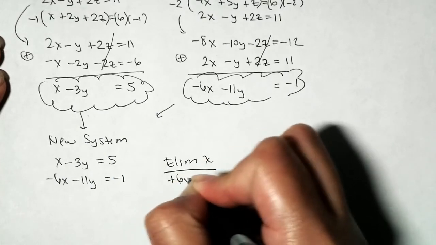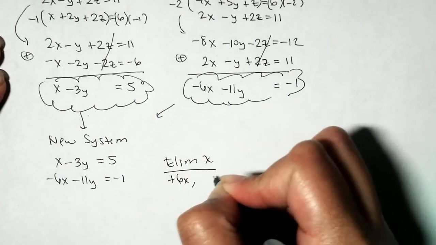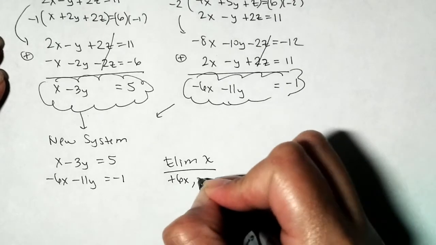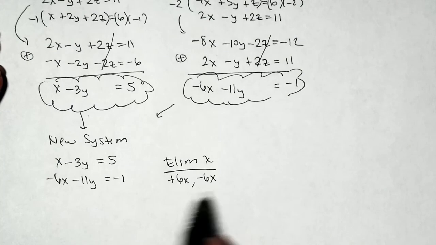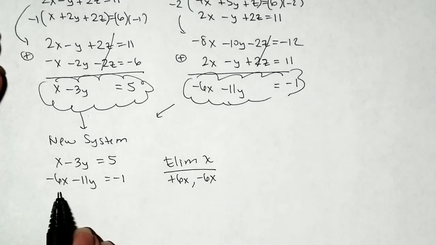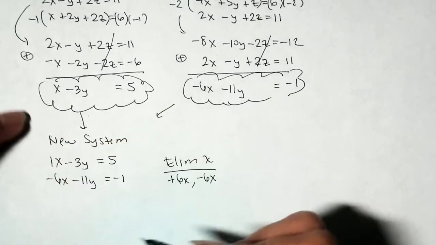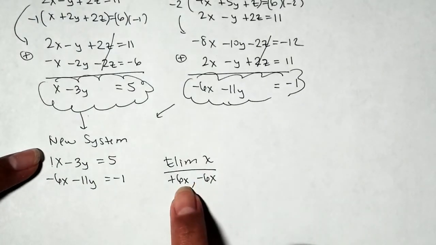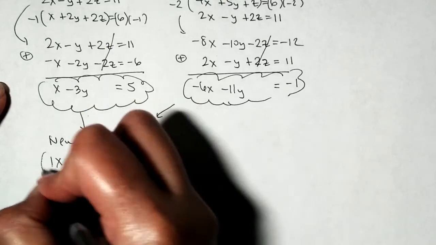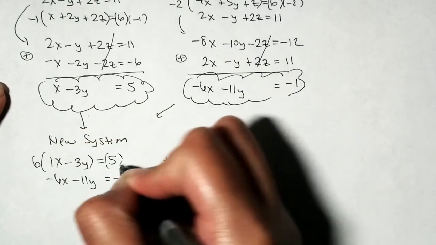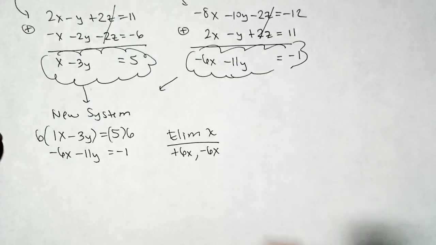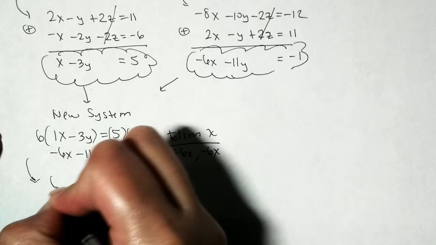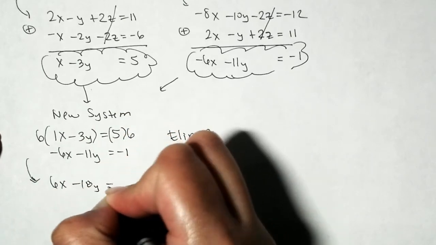The least common multiple between 1 and 6 is 6, so we want to get a positive 6 coefficient and a negative 6 coefficient. We already have a negative 6 coefficient. We just need to work on getting this positive one to look like a positive 6. And that's an easy fix. Let's go ahead and multiply it by 6. Okay, but of course we can't just multiply that term. We're going to have to multiply the entire equation. Okay, so when we distribute the 6, that will give us 6x minus 18y is equal to 30.